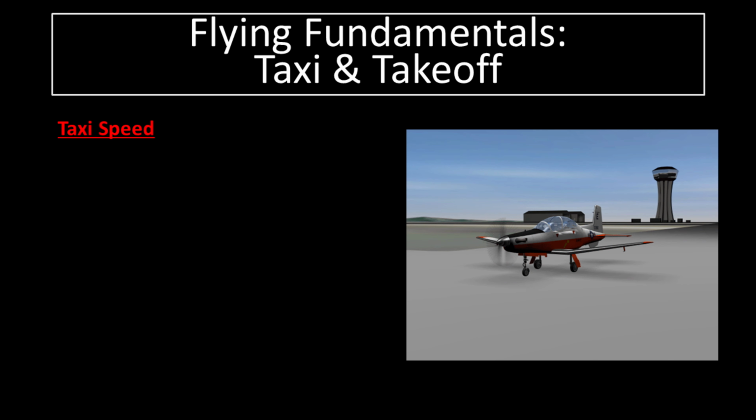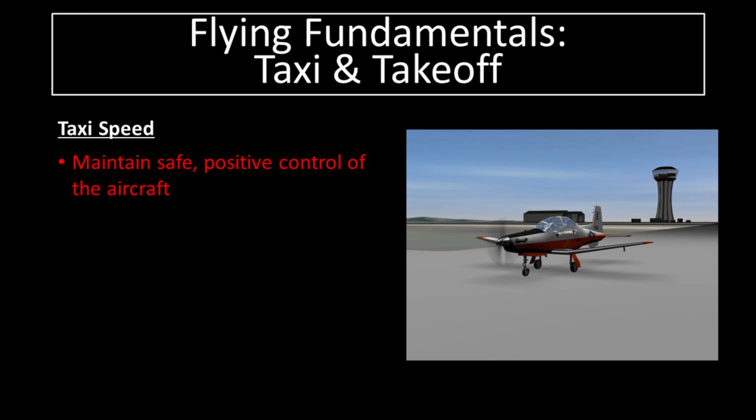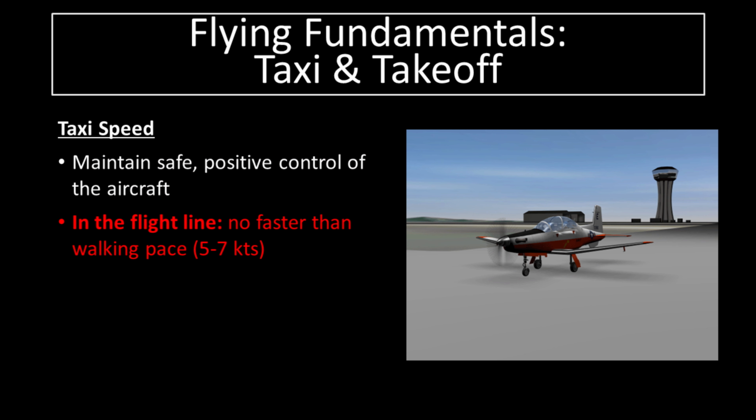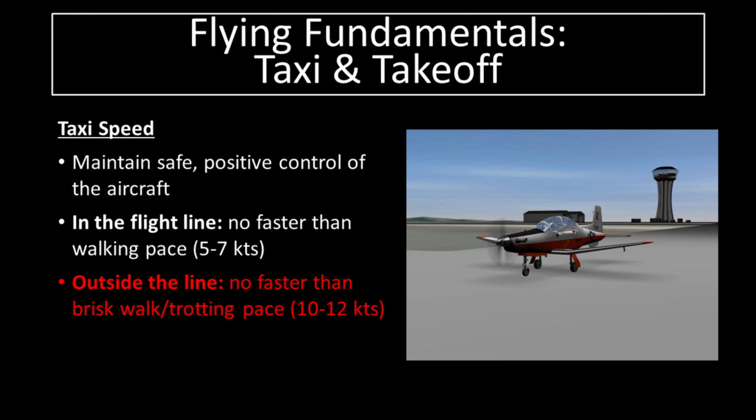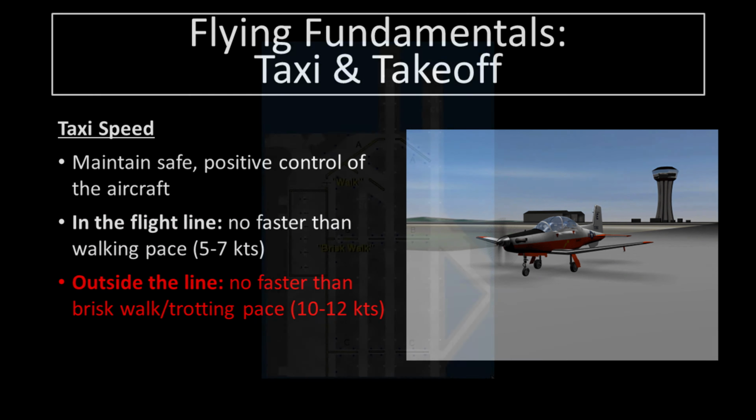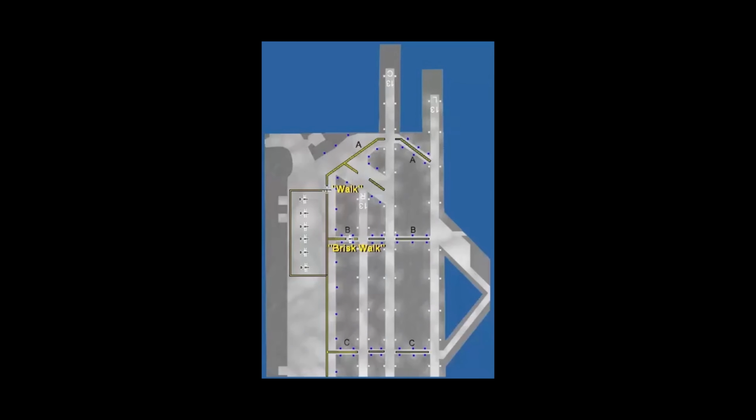It is important to comply with SOP speed restrictions. The most important requirement is to maintain safe, positive control of your aircraft. Taxi speeds should be limited to 5 to 7 knots in the line, similar to a walking pace, and 10 to 12 knots outside the flight line, mimicking a trotting pace. Here's a demonstration of the different taxi speeds.